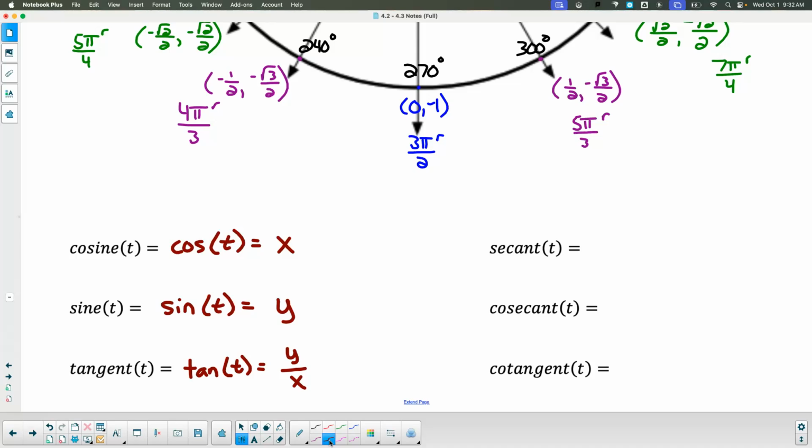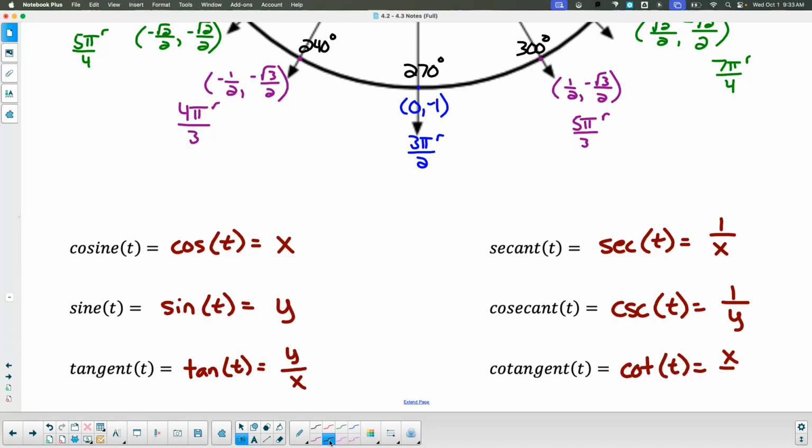Okay. Secant is the reciprocal of cosine, remember everything needs a co, so that would be 1 over x, or flip that fraction. Cosecant, everything needs a co, would be the reciprocal of sine. Cotangent, everything needs a co, would be x over y.